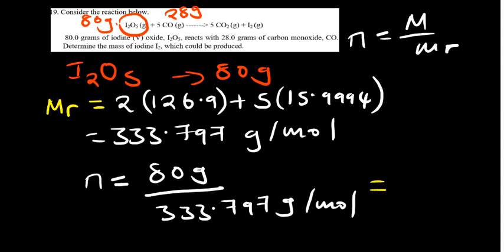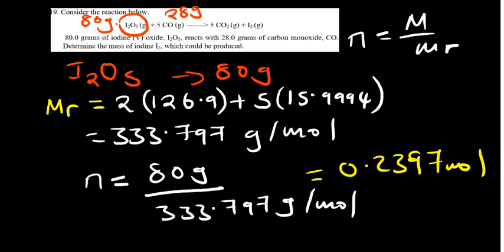Grab your calculator, 80 divided by that. I'm getting 0.2396, so it's 0.24 moles. Of course, it's advisable to work with 4 significant figures in your computations. So we have 0.2397, which is better. Those are the number of moles that we have for the iodine 4 oxide.